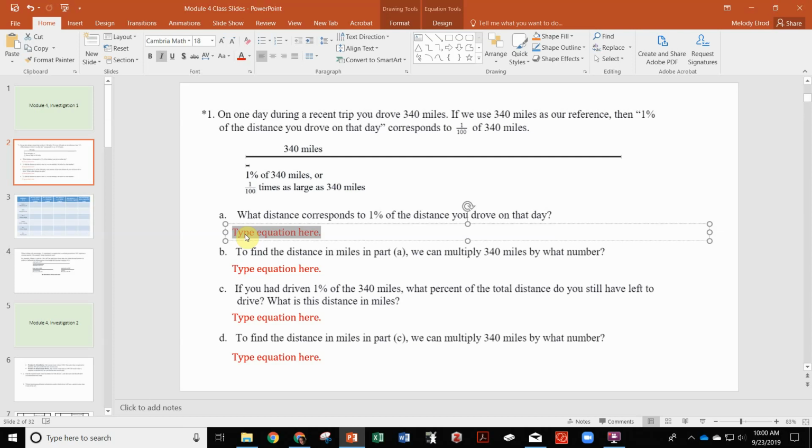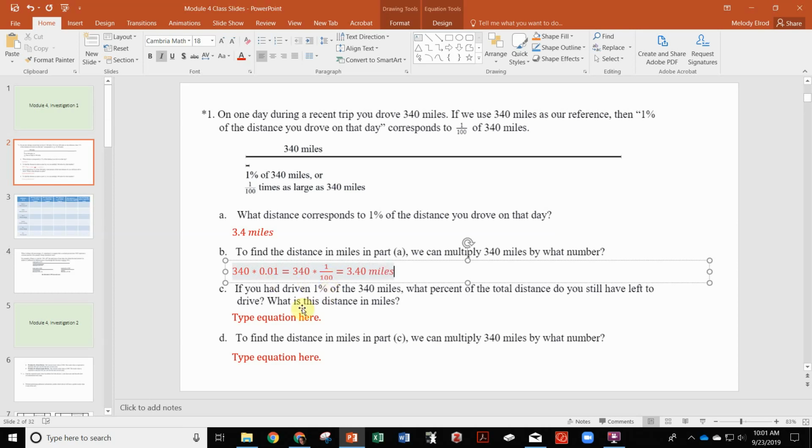All right. So hopefully you said that what corresponds to 1% of the distance that you drove that day is 3.4 miles. And to get that, you needed to multiply 340 by 0.01. Or you could multiply 340 by 1/100th. That would be another way to get that same value. But either way, you should get 3.40 miles.